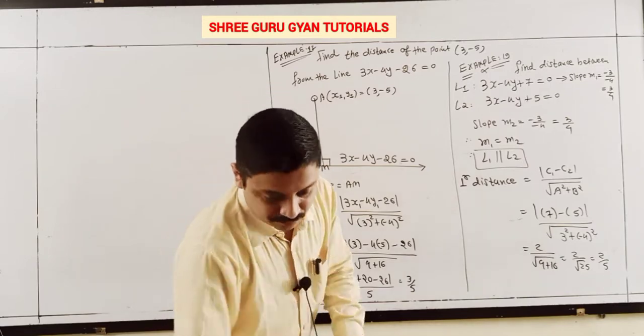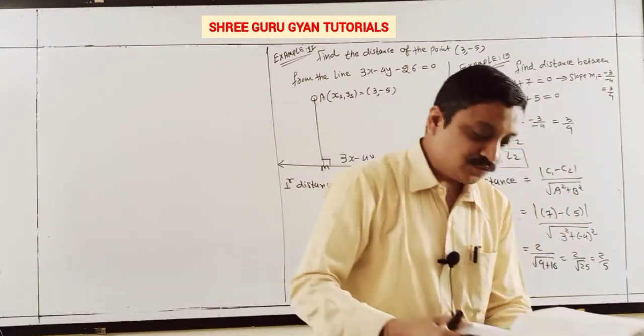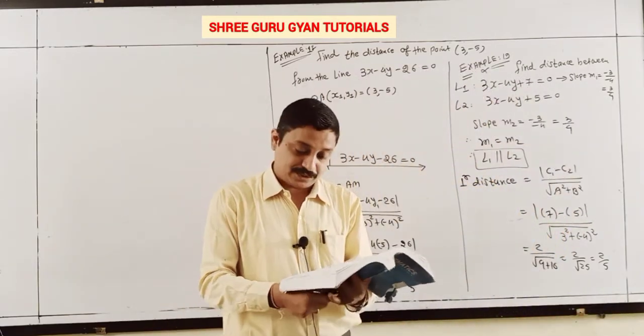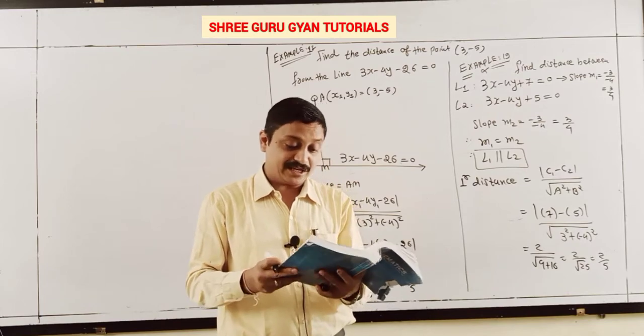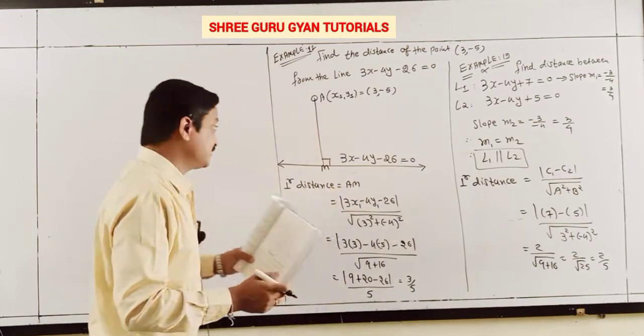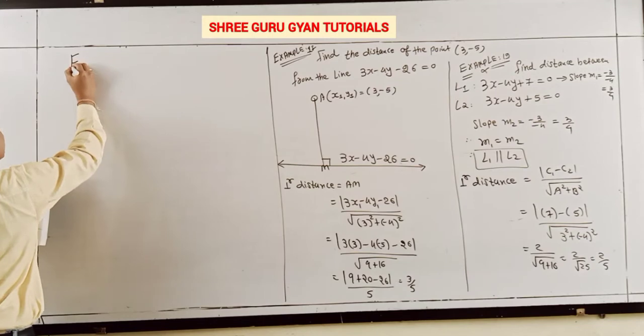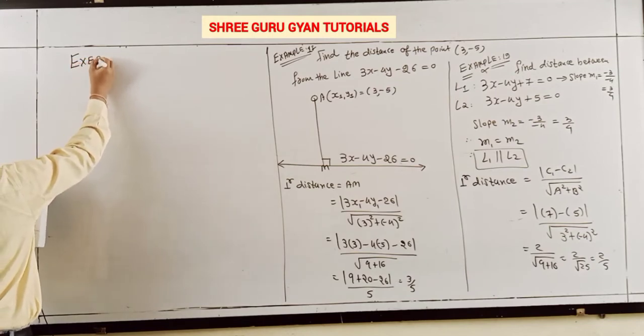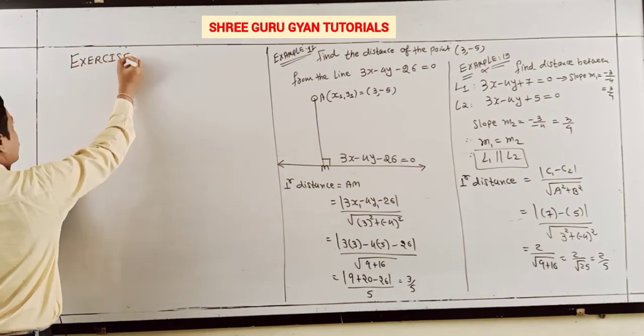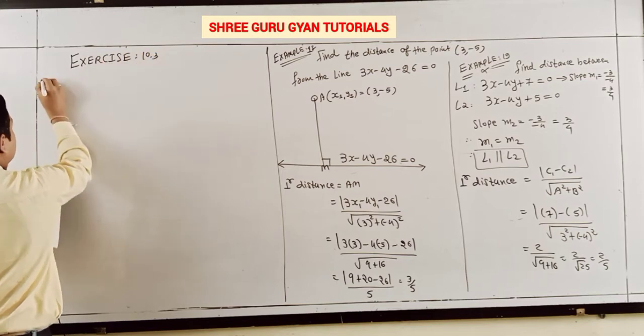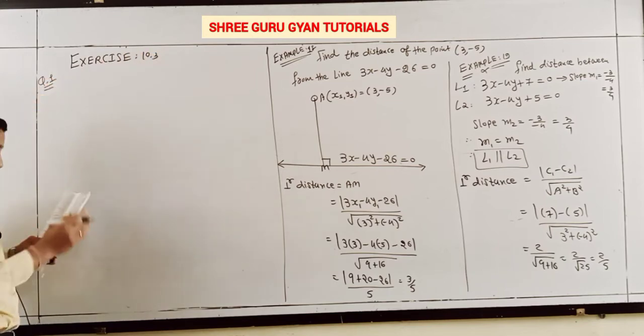Exercise 10.3. The question is to reduce the given equations into slope-intercept form and find their slopes and y-intercepts.